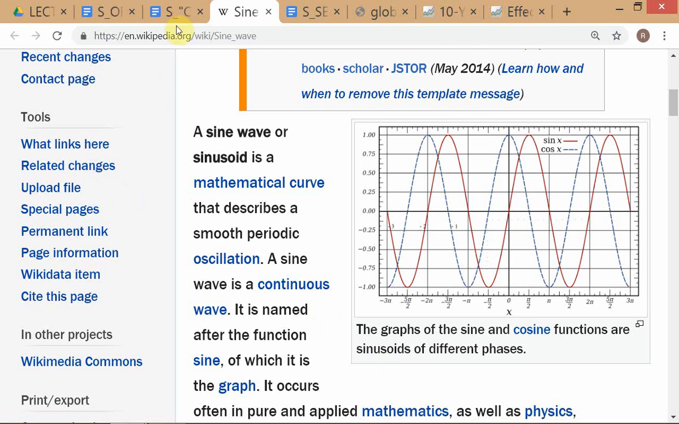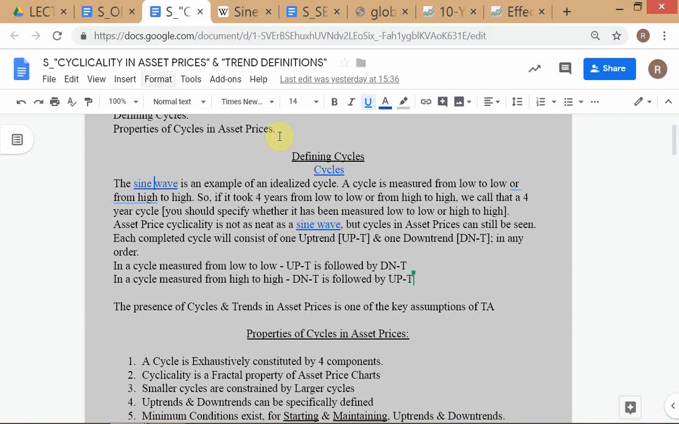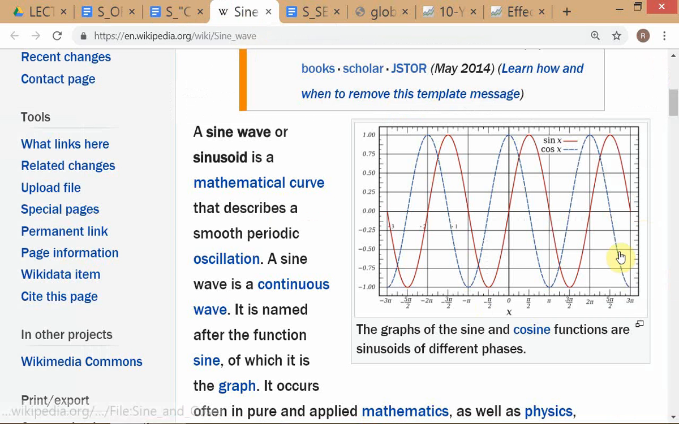You have access to this note, so you can generate this. This is already in your notes, so you can access all the material over here. You don't need to write this down, as long as you're clear about that. So this is the idealized cycle.